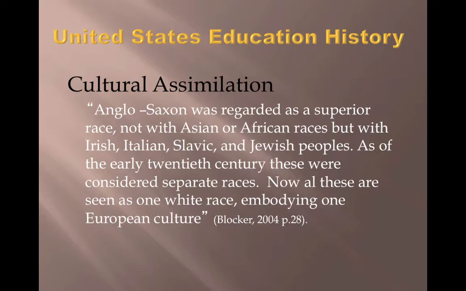Now all these are seen as one white race embodying one European culture. What's really interesting about that statement is that today we definitely see movement in this cultural assimilation in the United States. In the past, they seemed to separate themselves: I'm Irish, I'm Italian, I'm Jewish, I'm Slavic. We don't even see that today. They would just call that Caucasian whites.